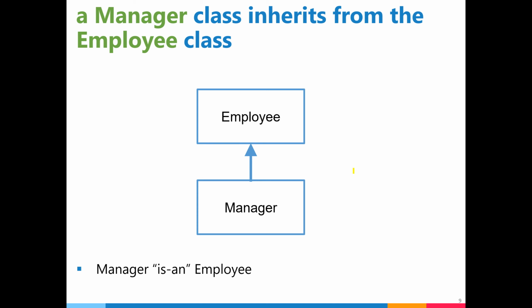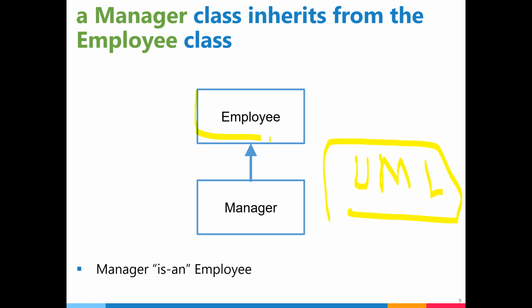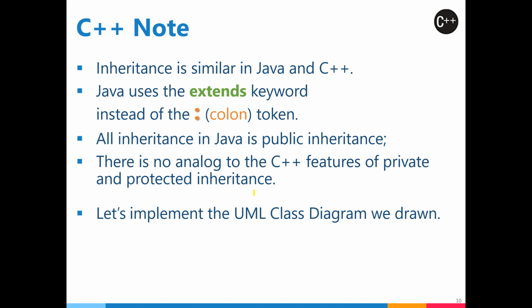So how do we show this in a UML class diagram, unified modeling language? These boxes are representing each class. Currently we have employee. We are going to have manager. We use this arrow, and the arrow direction is important, meaning manager is an employee. So this is just our UML class diagram. We are inheriting everything from employee to the manager.